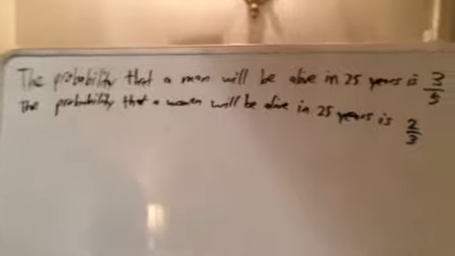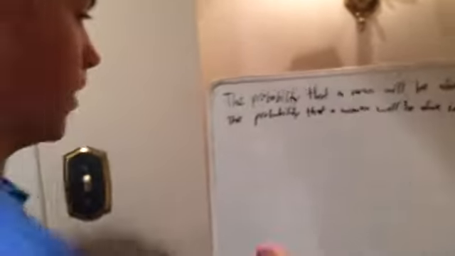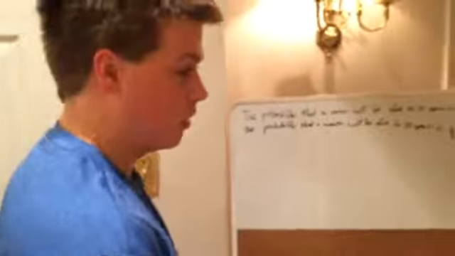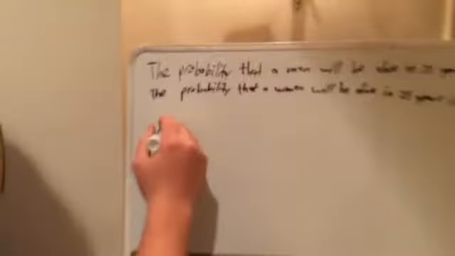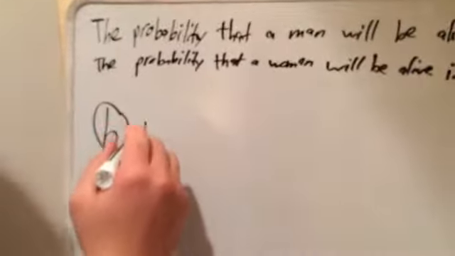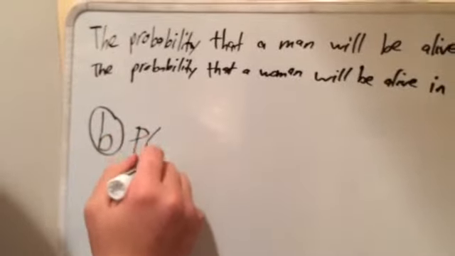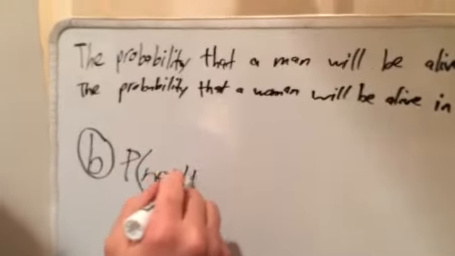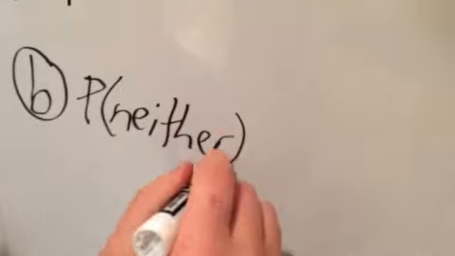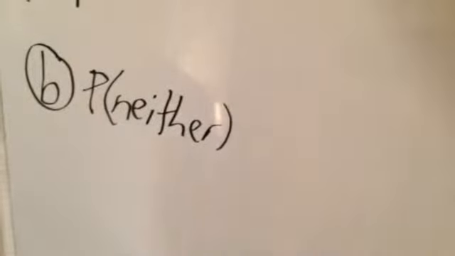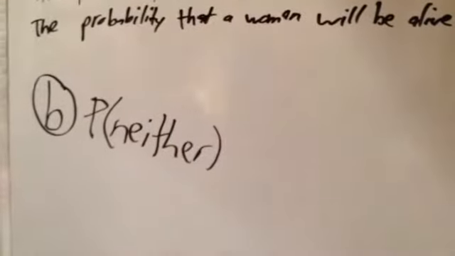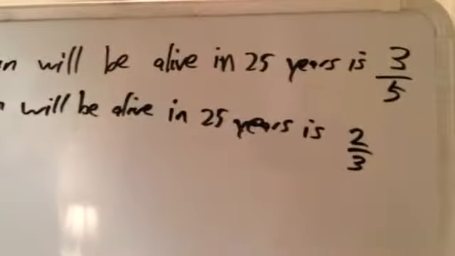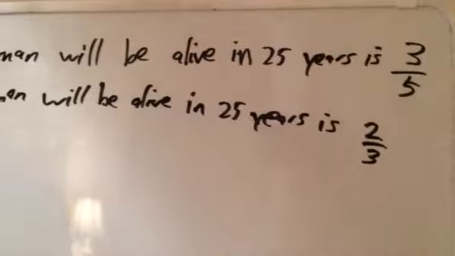So now we're going to do an example where the probability is that neither the man nor the woman are alive in 25 years. The probability of neither. Now we don't exactly know what the probability is that they won't be alive for each of them, so let's do that first. 3/5 is out of a total of 1, and 1 in fifths terms is 5/5.